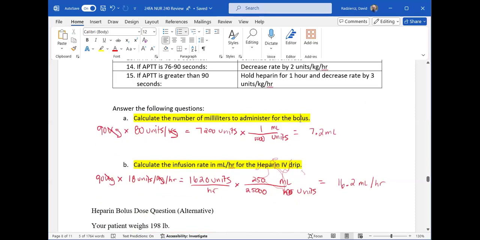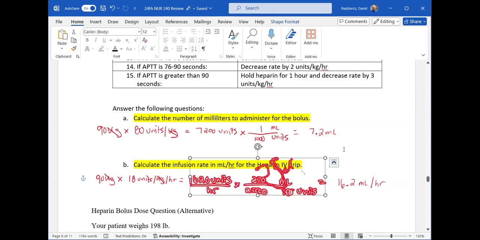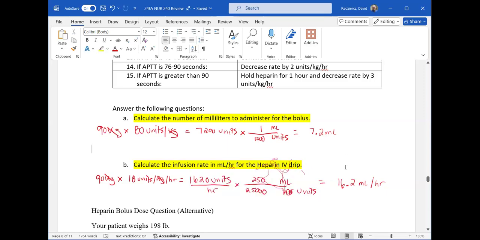And then they're going to ask you to do two things. Calculate a bolus, which is what they did here. Calculate an infusion rate, which they have you do here. So I already worked this through, but I'll walk you through what I did. I took the 90 kilograms. I multiplied that by 80 units and I get 7,200 units. Then I use the bolus dose strength of 1,000 units per milliliter to convert units to milliliters. And then I get an answer of 7.2 milliliters.